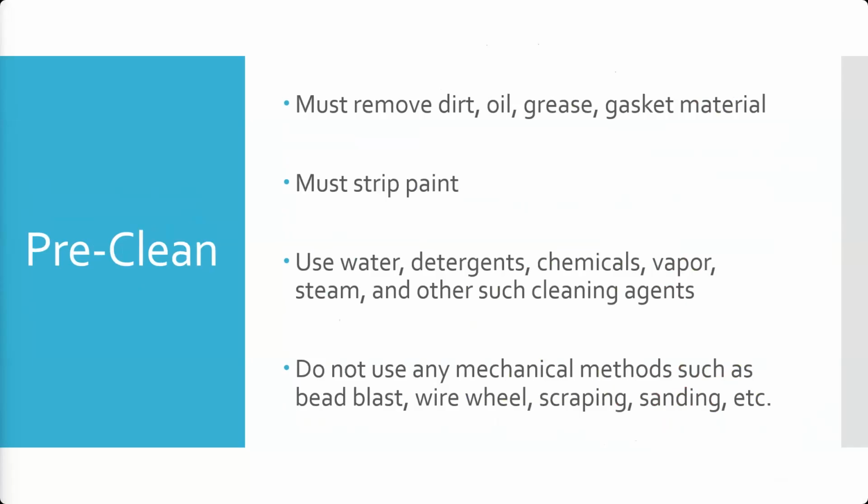We have to strip the paint though. Cracks in paint can act like cracks in the material, but they're just at the surface. So if we have a crack in the paint, we don't know if it's just in the paint or if it's in the metal or material below. And so we have to remove the paint in the area in order to get an accurate indication of whether the structure is cracked. So using things like water, detergents, you can do chemical cleaning or vapor cleaning as well.